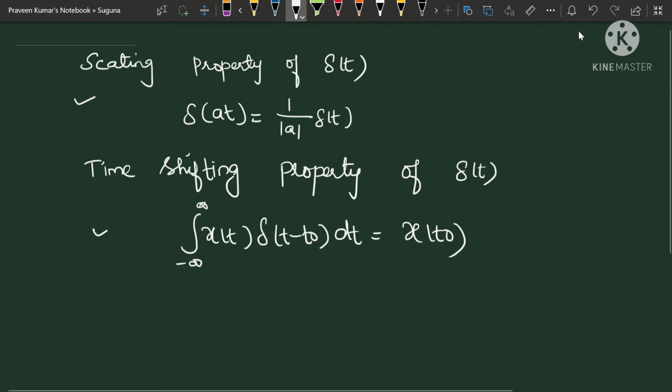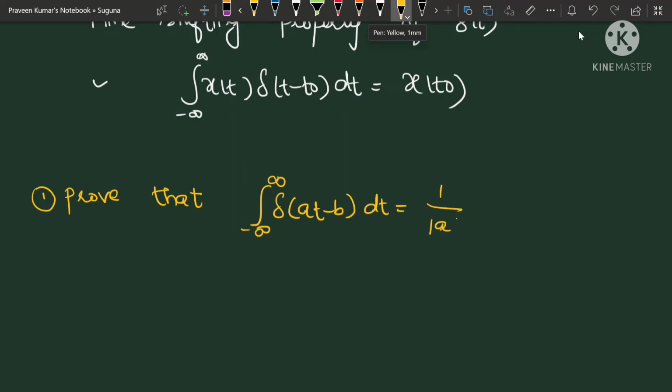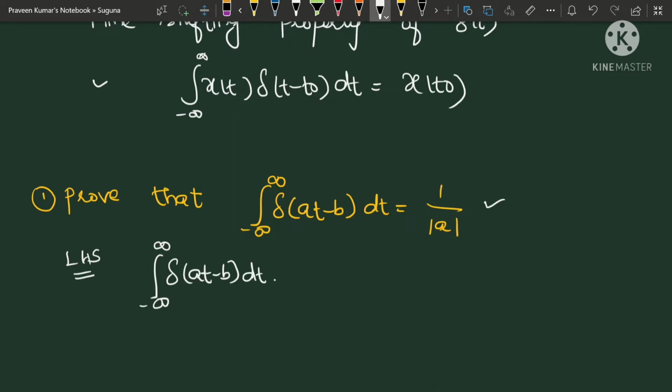ஓகே, ஸோ ஃபஸ்ட் ஈக்குவேஷன் ப்ரூவ் தட் integration minus infinity to plus infinity del of at minus b dt is equal to 1 by modulus of a. Okay, so what is our LHS equation? Integration over minus infinity plus infinity del of at minus b into dt.